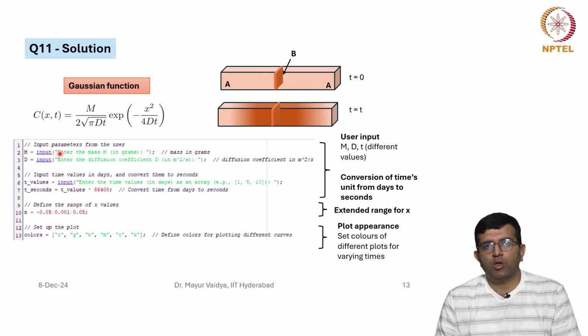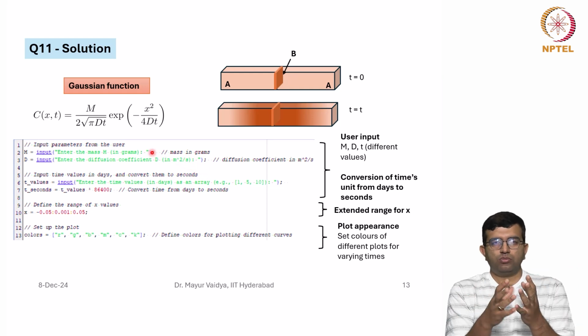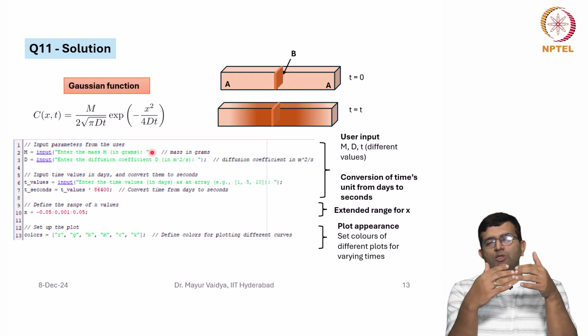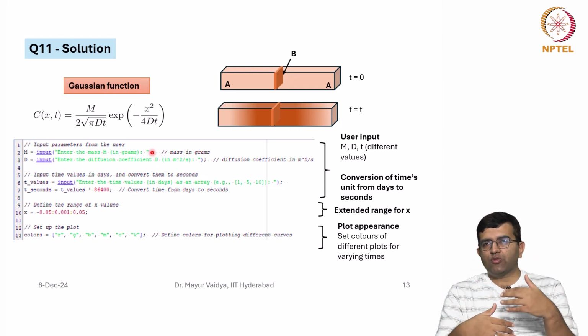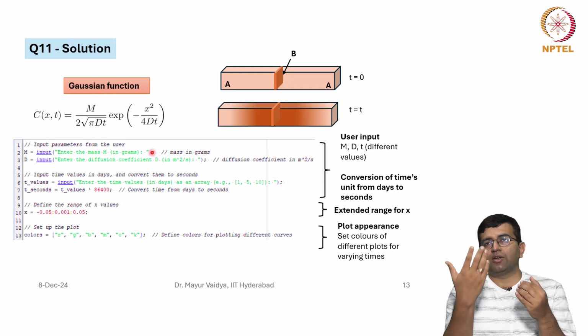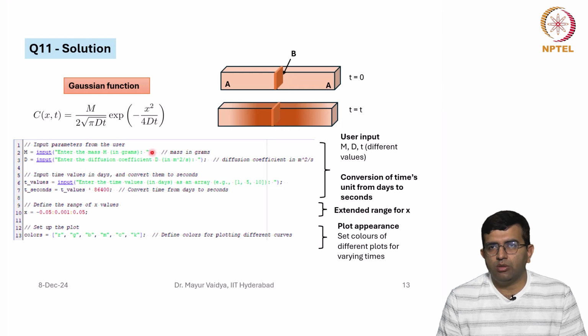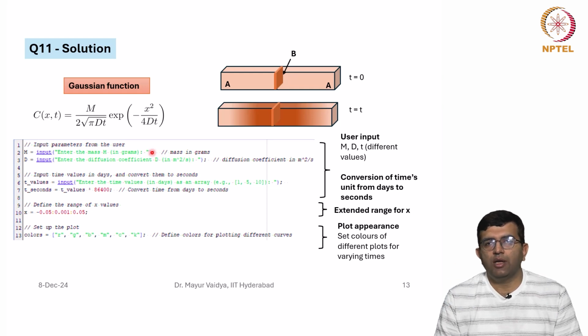So you say M is equal to input, enter the mass M. This prompt will go to the user when the code is executed. Again, D is equal to input, enter the diffusion coefficient D. Once you are more familiar with doing the code, you can also input temperature from the user, give your own D naught and Q, as I also showed you in one of the examples, and then let the user enter T and you study the influence of T actually. So that is also possible.